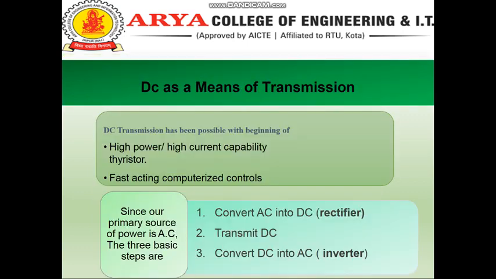A system having two converter stations and one transmission line is called a two-terminal DC system or point-to-point system. Similarly, if the system has more than two converter stations and interconnecting DC lines, it is called a multi-terminal DC system.